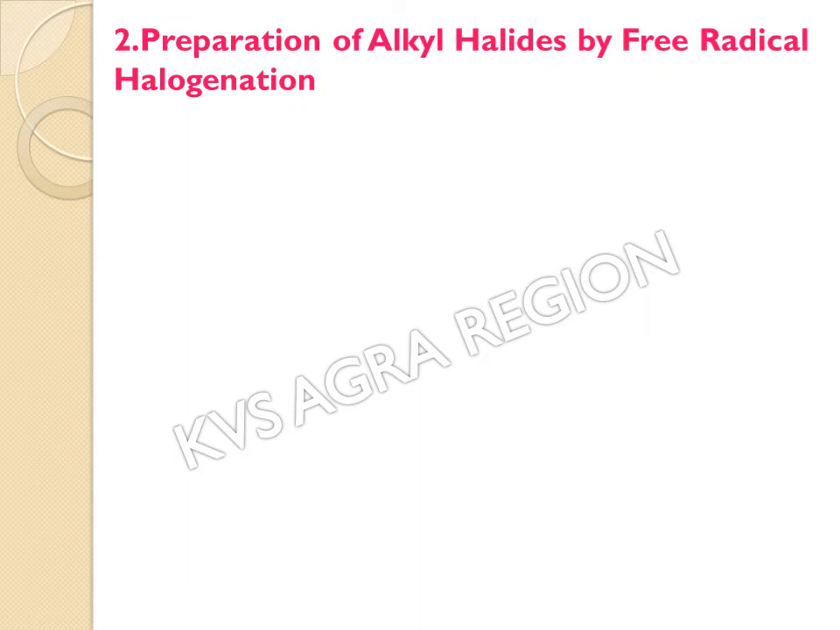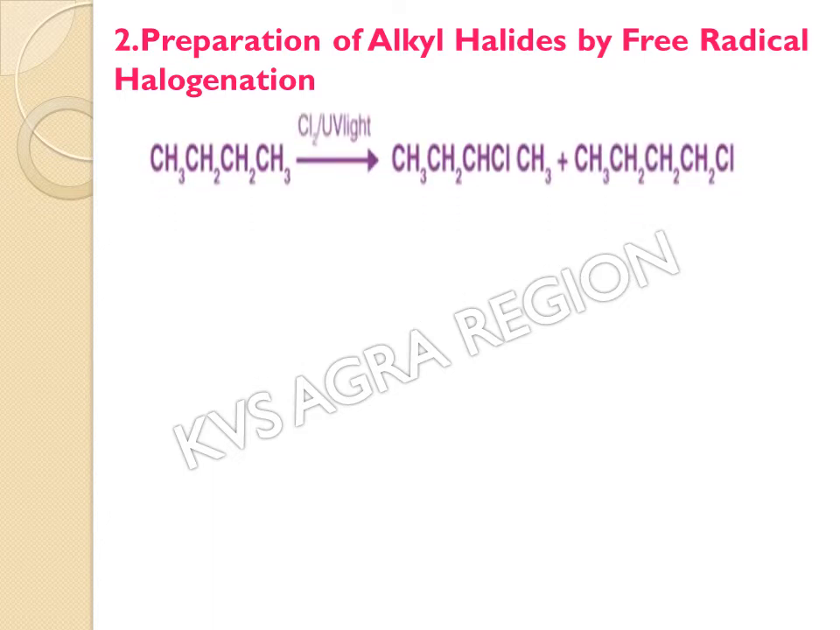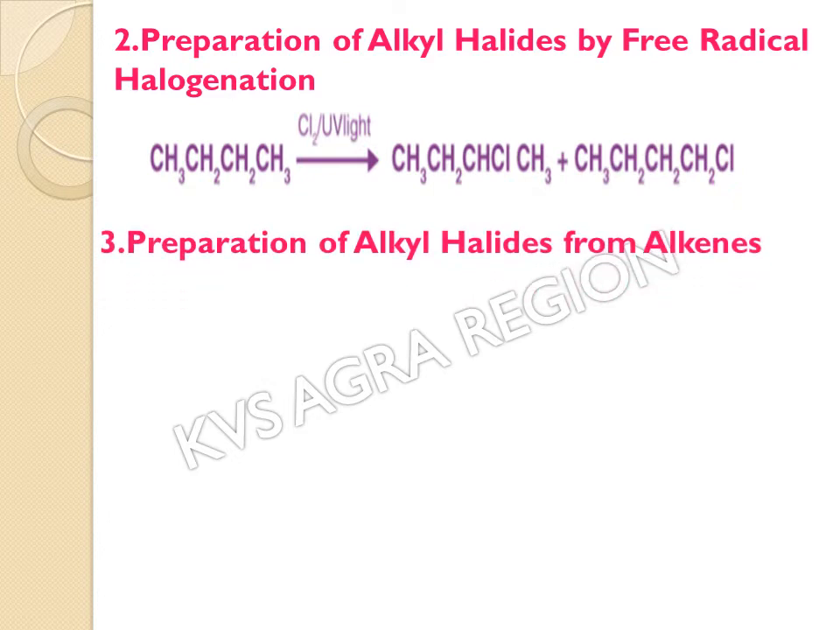The second method for preparation of alkyl halides is by free radical halogenation. Here, alkanes are treated with halogen, especially Cl2, in the presence of ultraviolet radiation to get chloroalkane. Third, preparation of alkyl halides from alkenes.